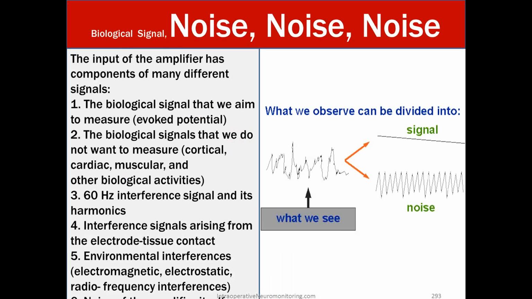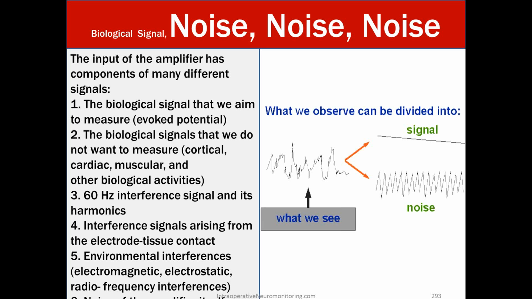Biological signals, very small; noise, very big. The input of the amplifier has components of many different signals. The biological signal that we aim to measure, or our evoked potentials. The biological signals that we do not want to measure, like cortical, cardiac, muscular, and other biological activities. 60 Hz interference signals and its harmonics. Interference signals arising from the electrode-tissue contact. Environmental interferences like electromagnetic, electrostatic, and radio frequency interferences, and noise of the amplifier itself.